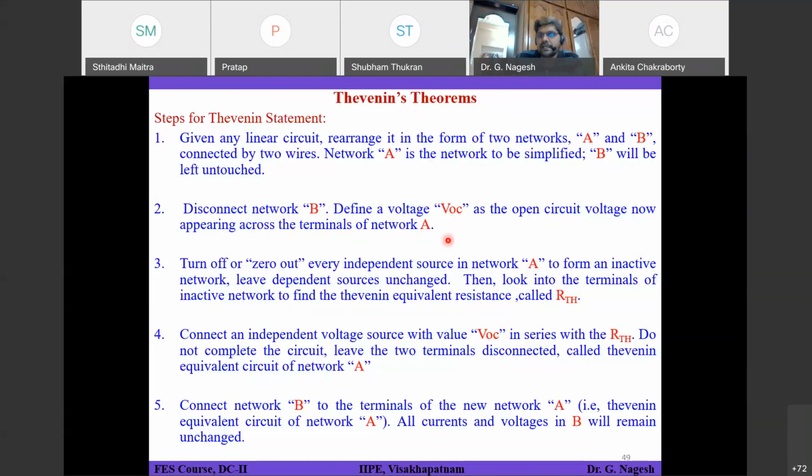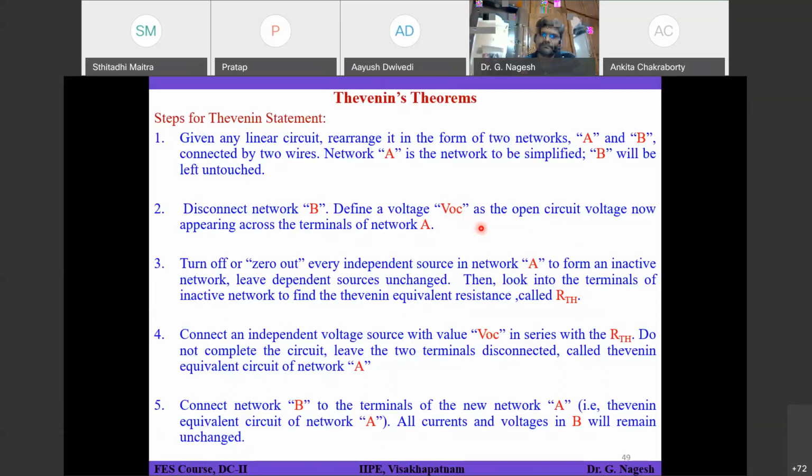That open circuit voltage across those two terminals is denoted as VOC. That is called the open circuit voltage. So you have to find out this open circuit voltage. That is nothing but your Thevenin equivalent voltage. If you find out that open circuit voltage, that is nothing but your VTH. VOC and VTH are both the same.